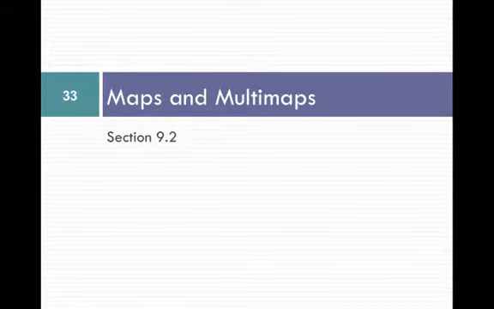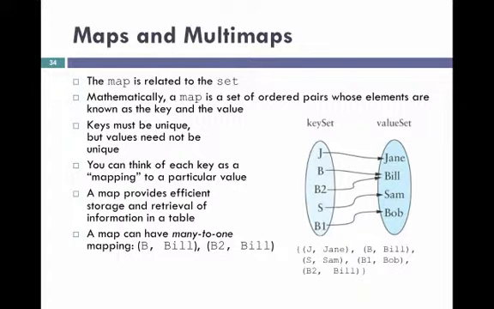In this slidecast, we'll cover maps and multi-maps. Map is related to set. Mathematically, a map is a set of ordered pairs whose elements are known as the key and the value. Keys must be unique, values need not be unique. So you can think of a key as mapping to a particular value.